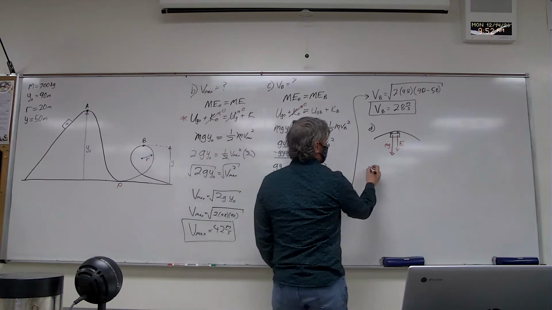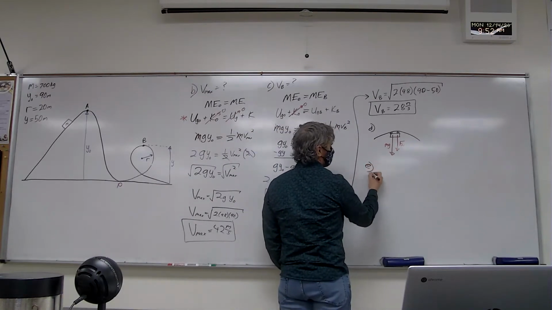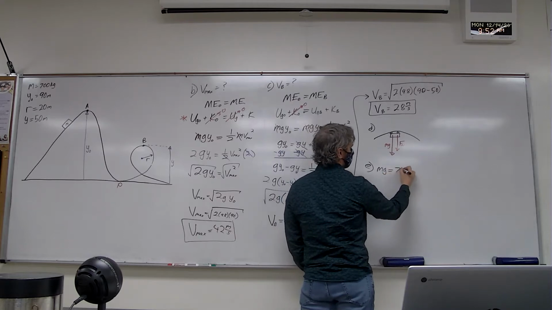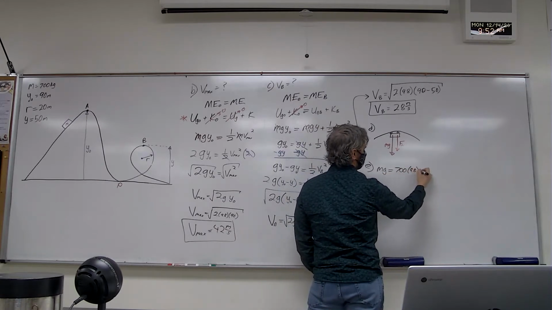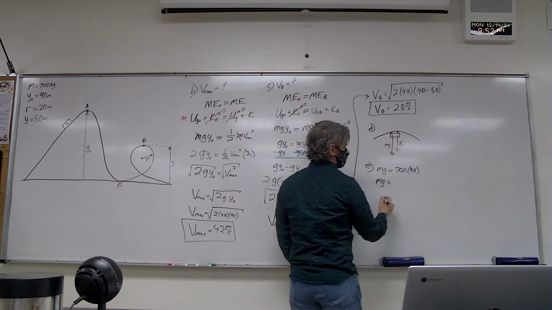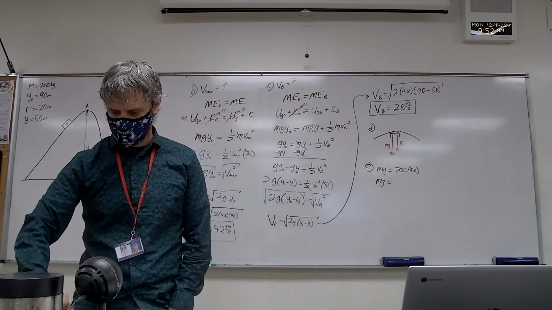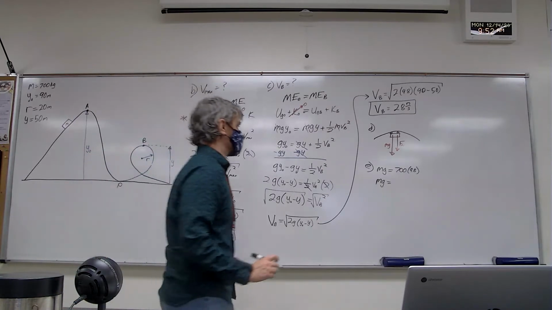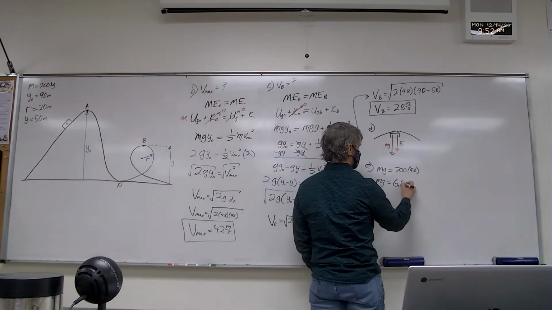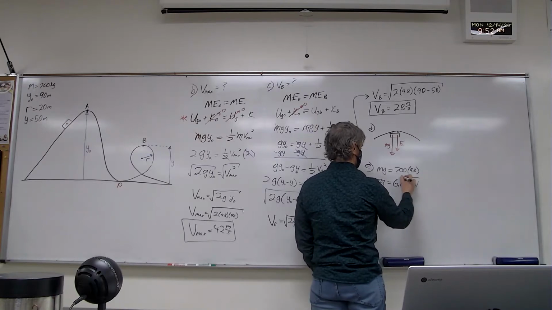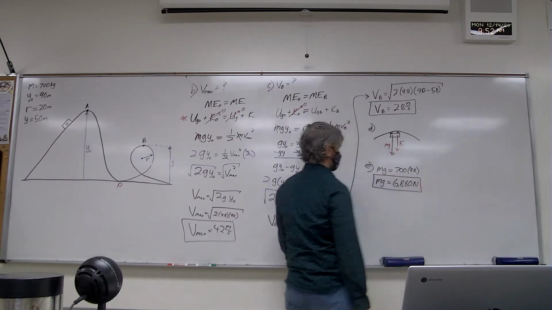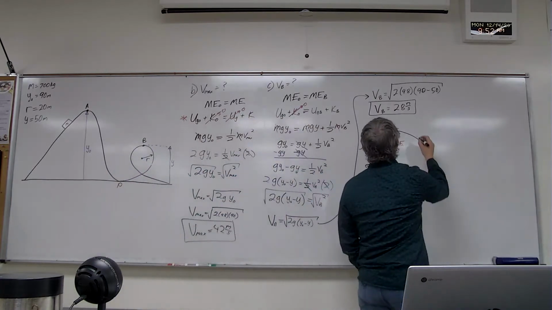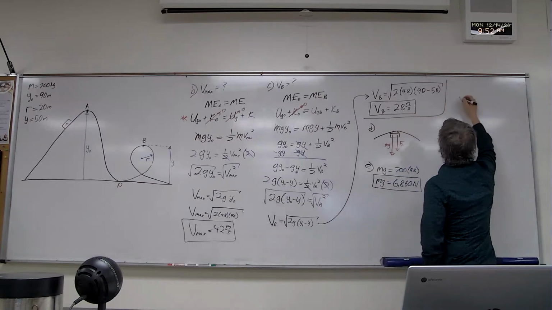Okay, now part E says calculate what those forces are. Well, mg is an easy one to calculate. mg is going to be 700 times 9.8, which I don't remember, 6,860 newtons. That's the easy one. The hard one is going to be the normal force.